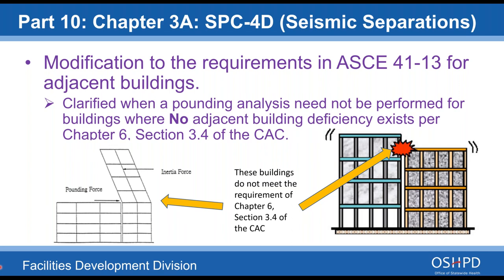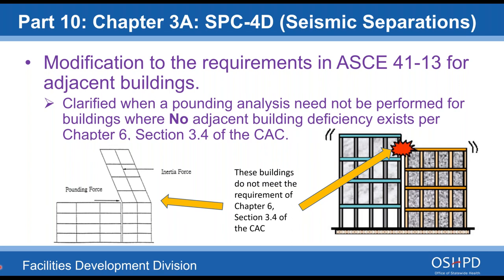Now, for example, you have buildings where the floors do not line up, right? As the figure on the right-hand side will show you, when your floors do not line up, or you have buildings that are different heights, you could have pounding impacting the building and causing the upper building to collapse on the lower building. So when you have those conditions, then you need to do a pounding evaluation, or you need to increase your building separation. So those are what you have to do.